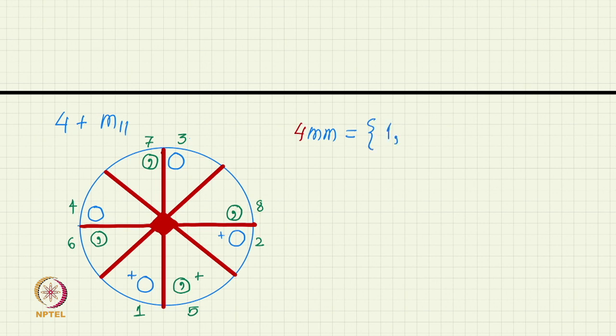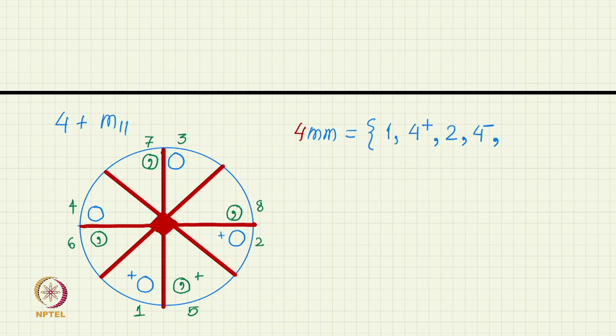So, the point group also has 8 operations: 1, 4 plus, the 90 degree rotation, 4 plus squared, that will be 180 degree rotation. So, instead of writing 4 plus squared, we write it as 2, which is 180 degree rotation. Then 4 plus cubed, which is 270 degree rotation, which is equal to minus 90 degree rotation. So, we write it as 4 minus. And then there are mirrors.